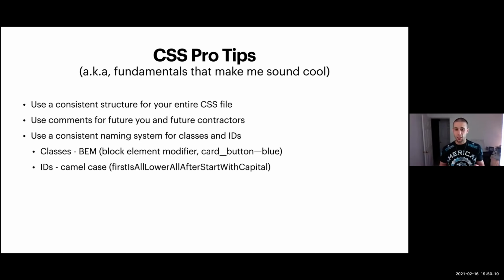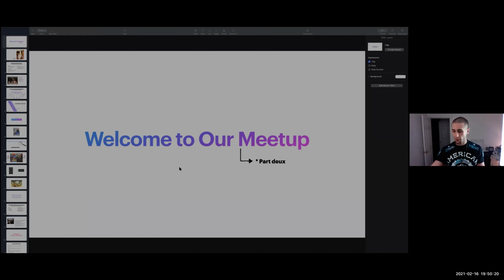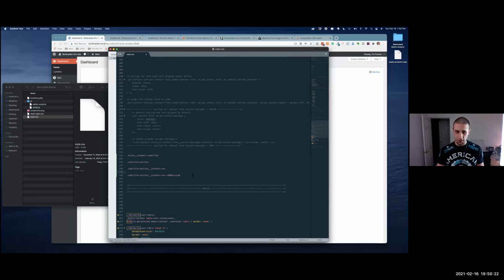With IDs, I use camel case. And you can see my example there. Your first word is all lowercase, and every word after that, without spaces, starts with a capital letter. So when I write an ID in Divi, I always start with a lowercase word, and then the next word starts with a capital, and then the next word starts with a capital, and so on and so forth with no spaces. That's how I always handle every ID, no questions asked.